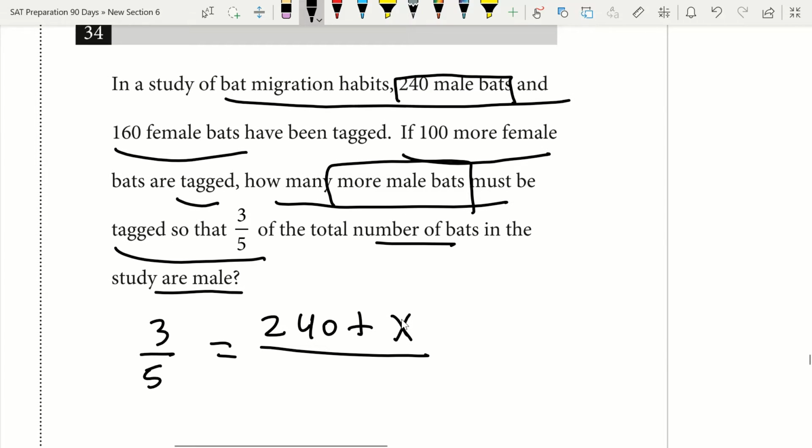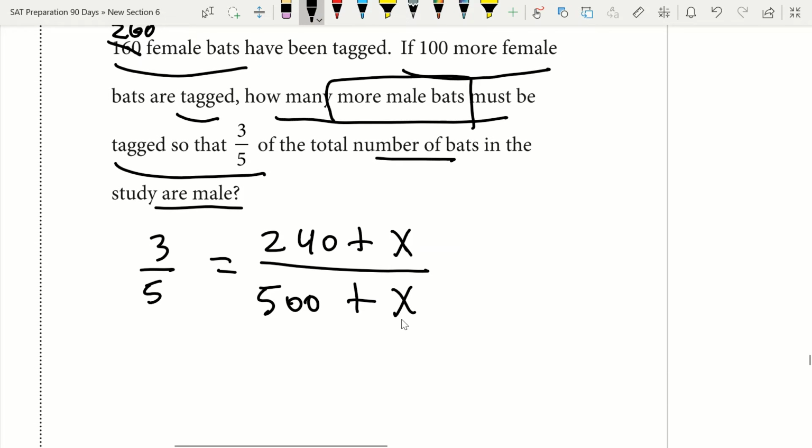Now we know that we had 160 female bats, but we added 100 onto that, which means we now have 260 female bats, and we have 240 male bats. So the total we have right now is 240 plus 260, which is 500. Now we have to keep in mind our total is going to change as we add more male bats to 500 plus X, 500 plus however many more male bats we add. So now we have our ratio set up. Now we just go ahead and solve for X.